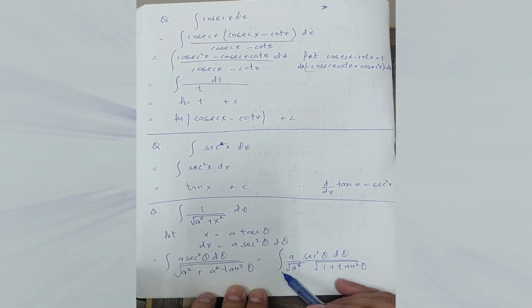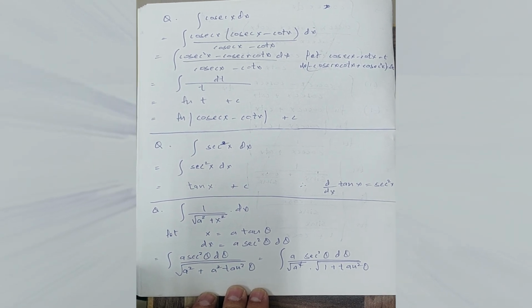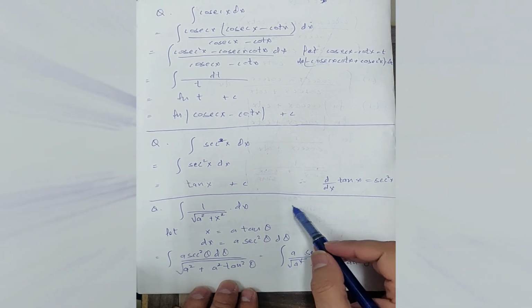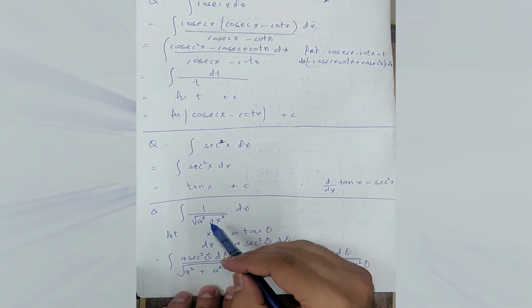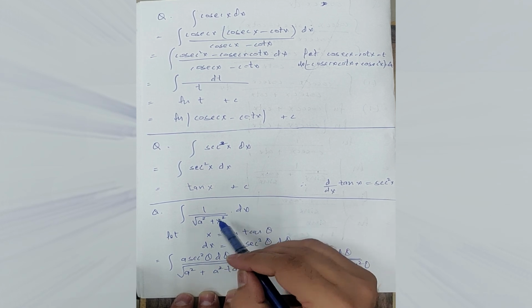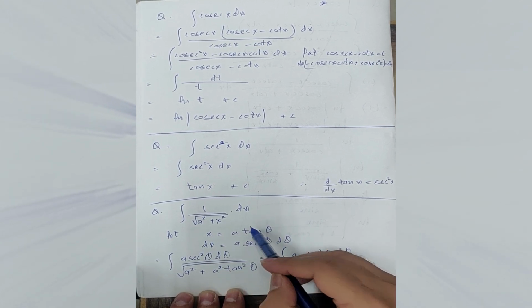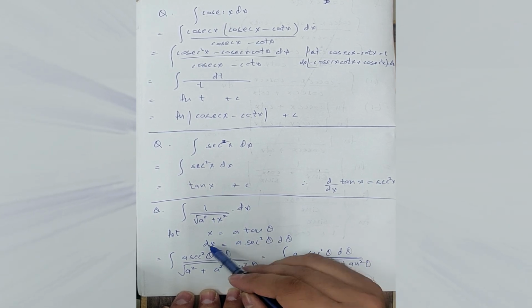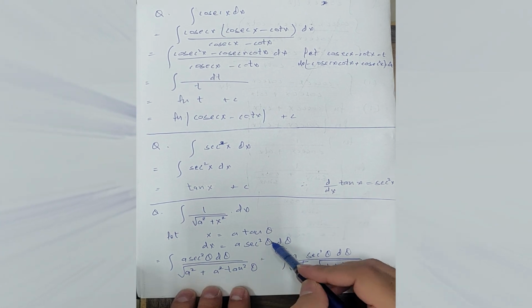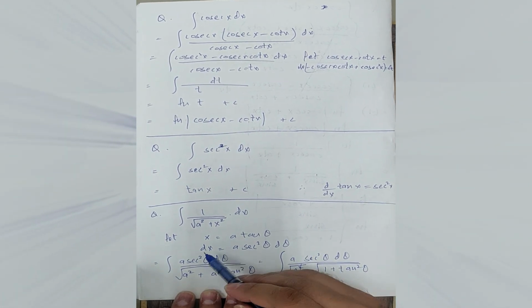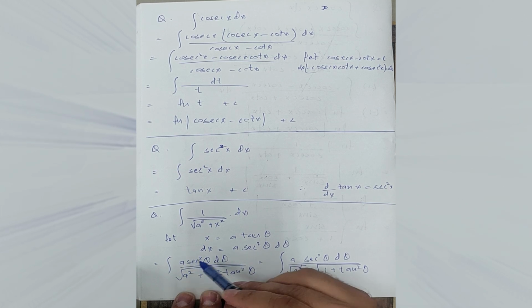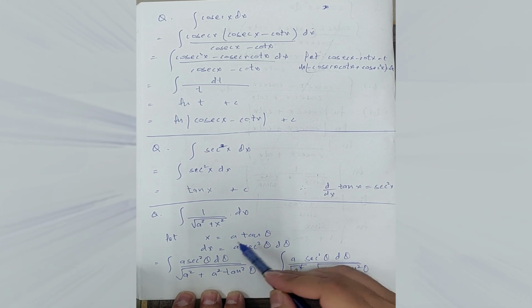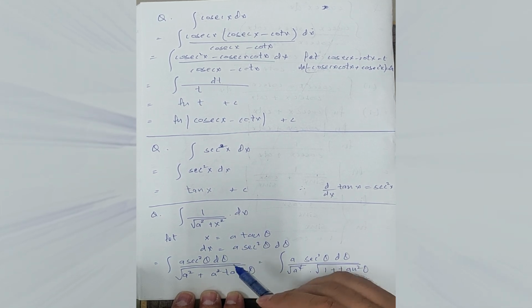Now this one is a little bit tricky, so it involves some tricky maths. We have to find the integral of 1 over the square root of a square plus x square dx. Now we will put x equal to a tan theta, and taking the differential on both sides, dx is equal to a secant square theta d theta.